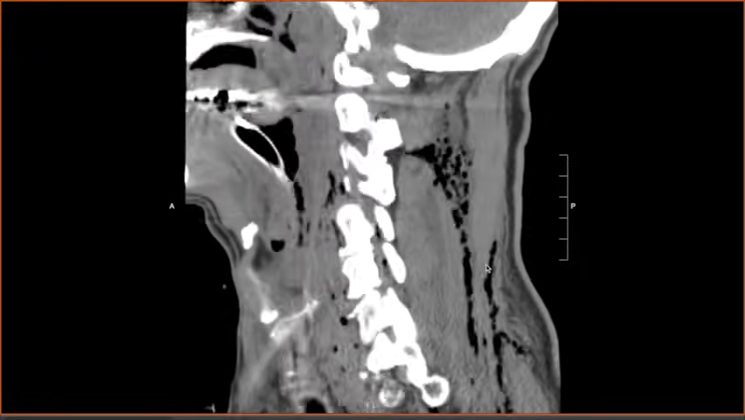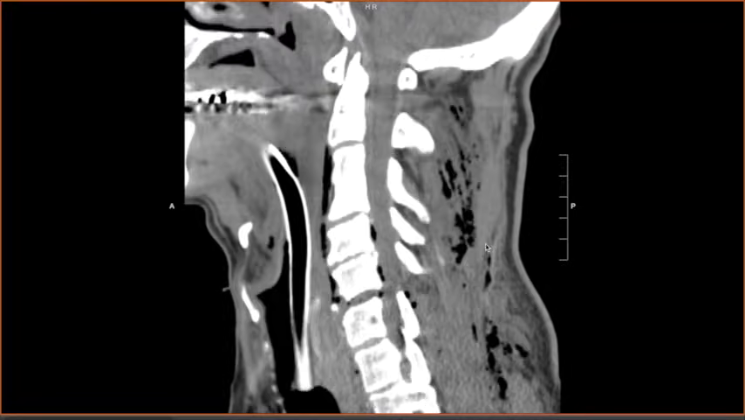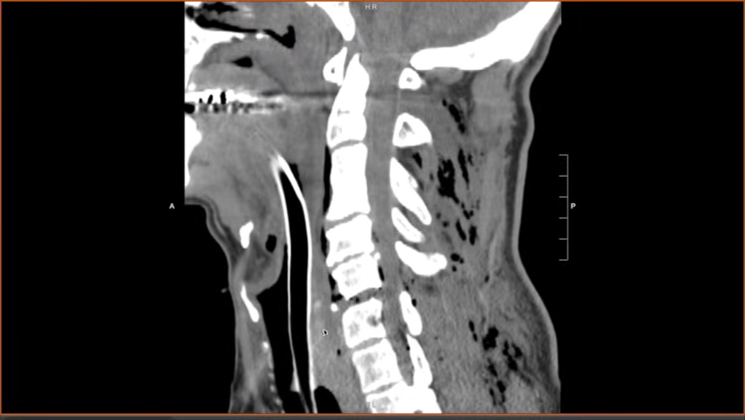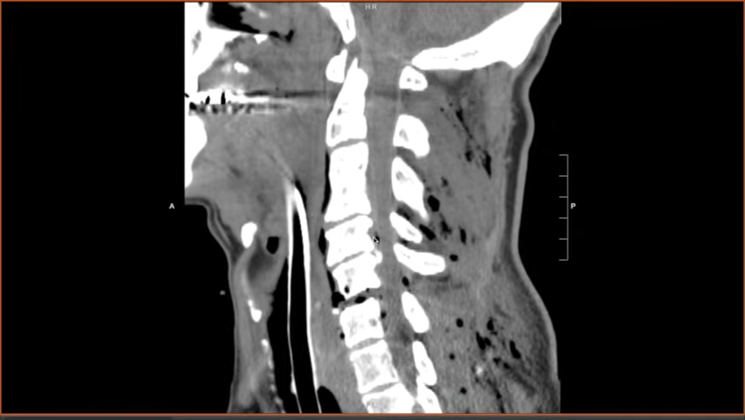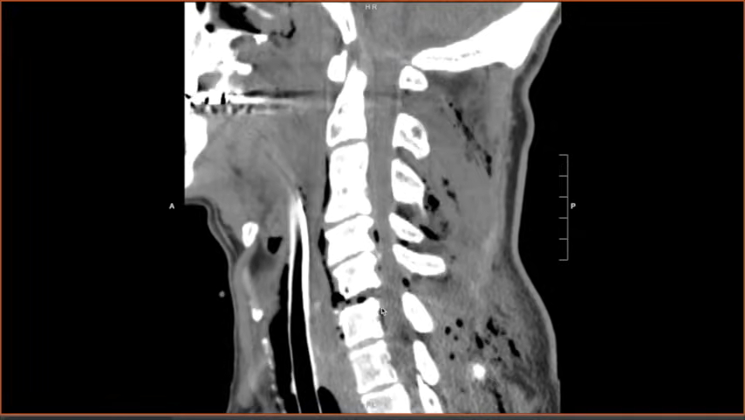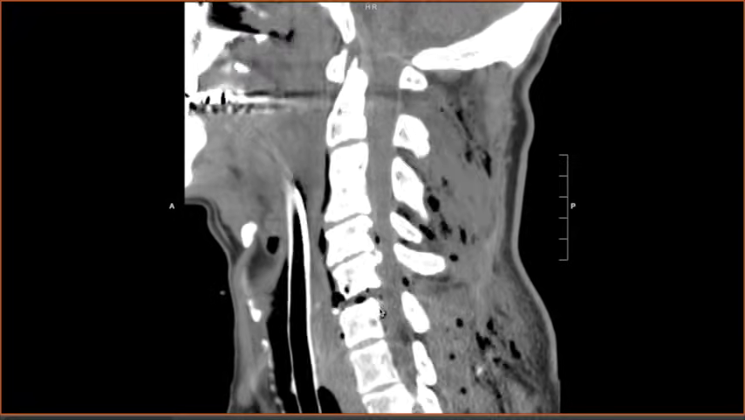So anteriorly here, the soft tissues are severely thickened. And then you need to look for an epidural collection. These tissues are too thick, and there's actually air within the epidural space anteriorly as well, so we know that there's something going on in the epidural space.